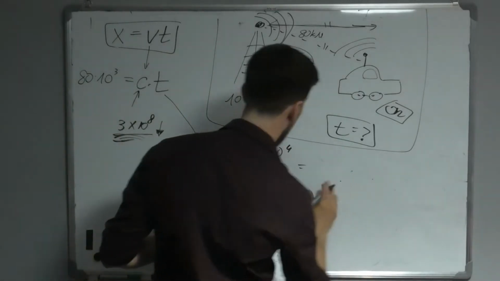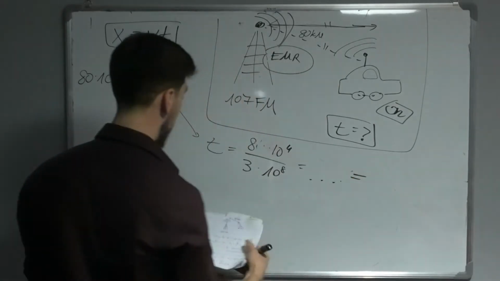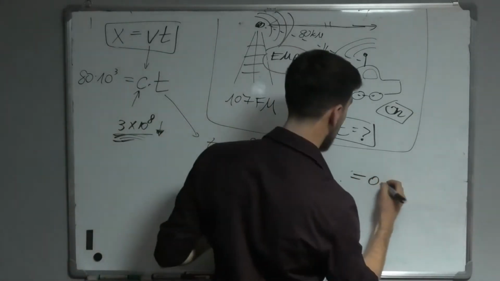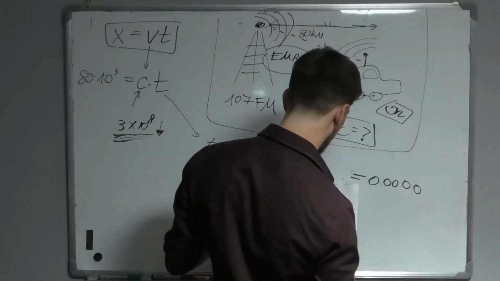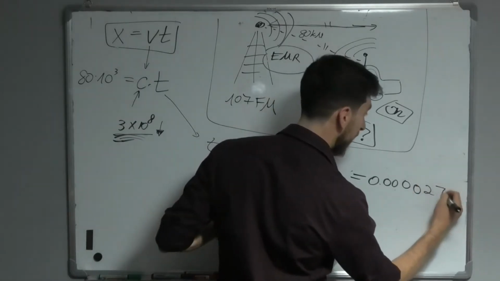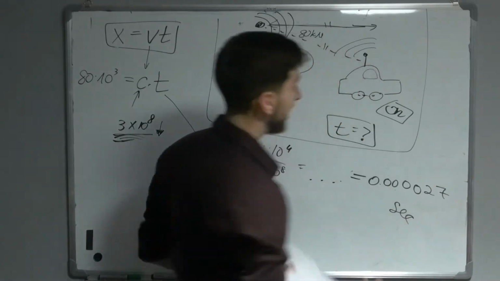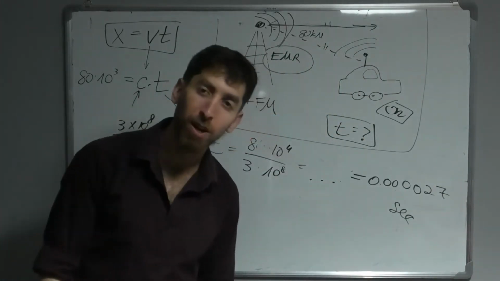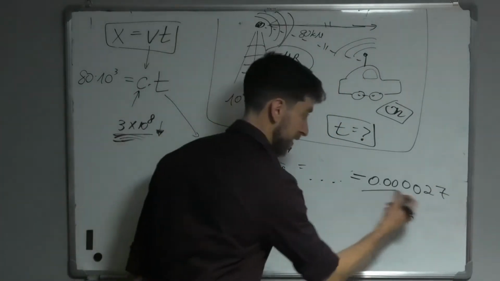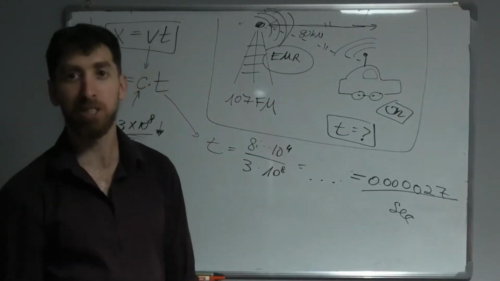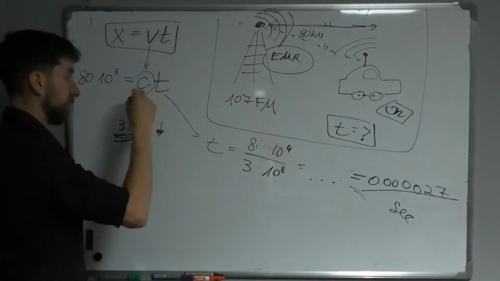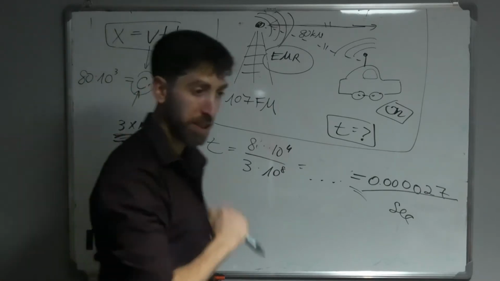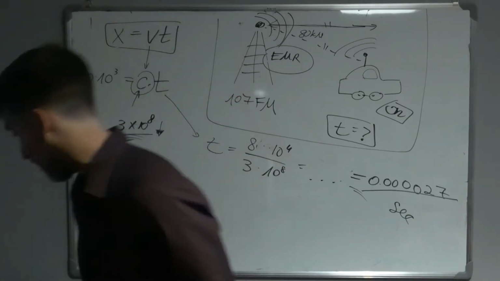But the result is actually what? The result is 0.000127 seconds. This is so fast. Okay, you cannot blink in this time. It's super fast. So that's what I want you to know: the speed of light. This is the idea from this easy question. Let's continue with the easy question.